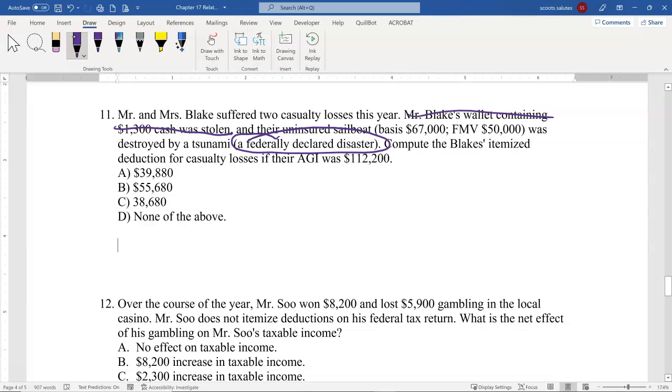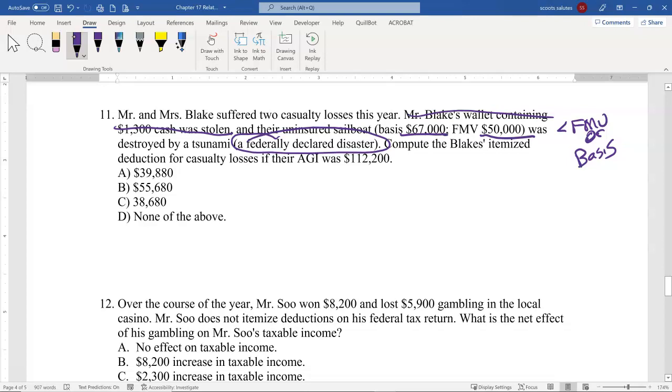So one thing is, what amount are we talking about? And this adds another element in, I guess. You're going to take the lower of your fair market value or your basis. So the basis was $67,000. Current fair market value was $50,000.